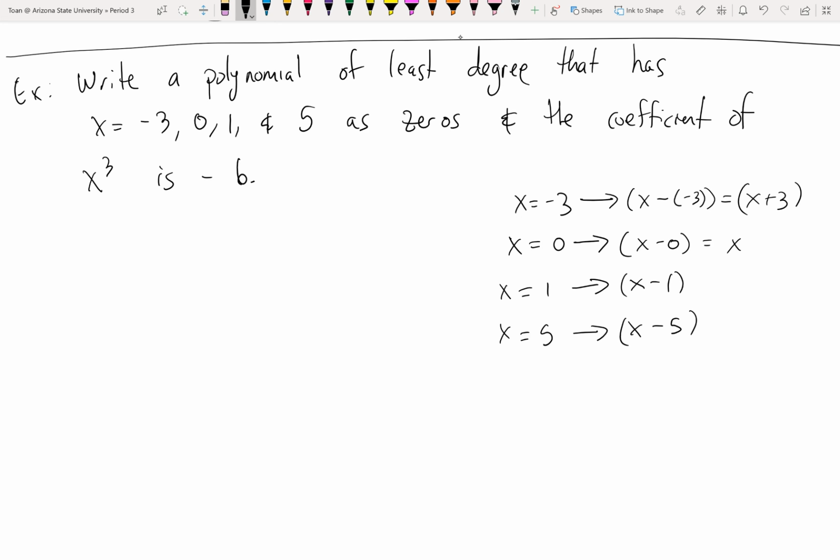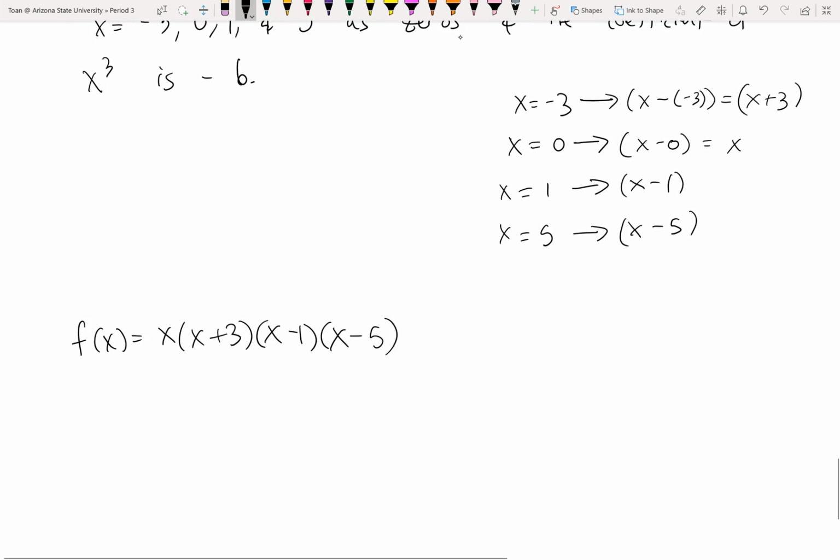How do I answer this question? Just multiply them all together. So my answer would be f of x equals x, times x plus 3, times x minus 1, times x minus 5. Since multiplication is commutative, it really doesn't matter the order in which you write them. I just like to write the monomial first. And then you just do repeated distribution.